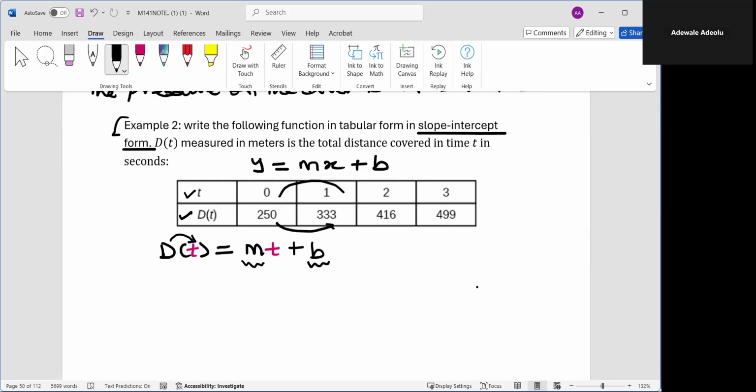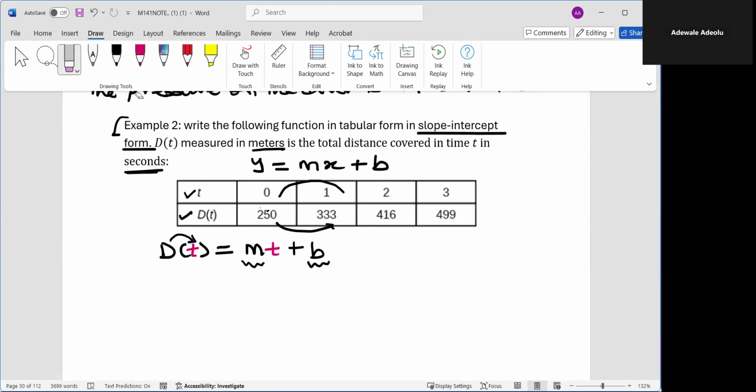Before I continue, look at the 0 here. What does that mean? It means when there is no time at all, the distance covered is what? 250. Oh, we have the unit. It's in seconds. Okay, so the distance is meters. The distance we already have is 250 meters when the time has not increased.